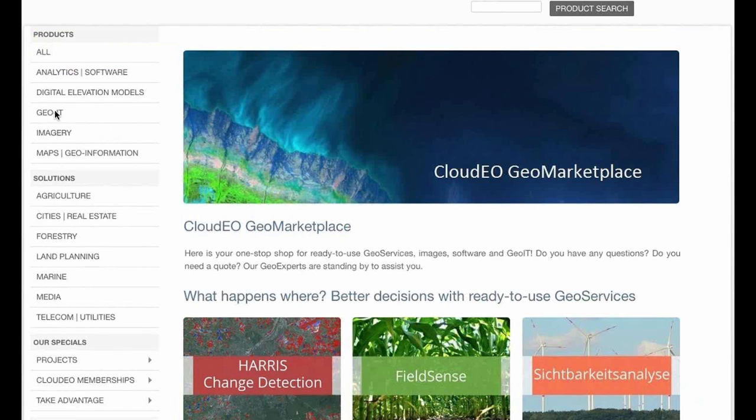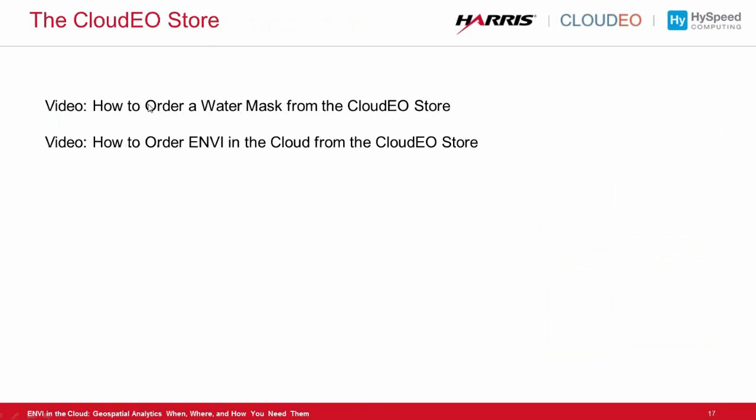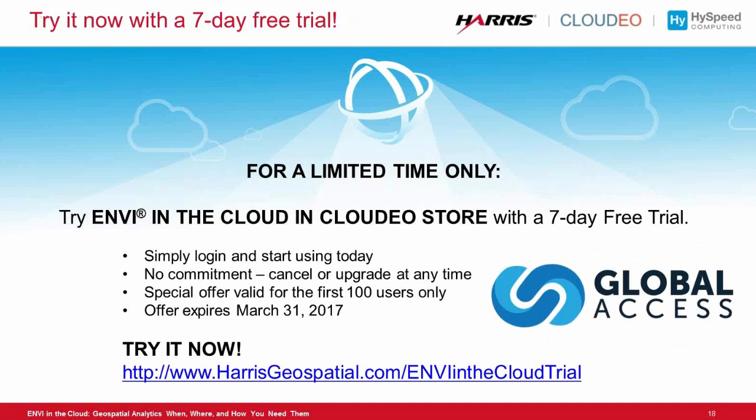Great, so hopefully everybody gets a sense of how easy it really is to order from the CloudEO store. So what we're going to do now is, I'm very pleased to introduce our 7-day free trial. Thank you to our partners at CloudEO and also to their infrastructure provider, Global Access. We are able to provide, for a limited time only, an Envi in the Cloud 7-day trial to the first 100 users. This offer is good until March 31st, and is really an opportunity to get a feel for what it is to use Envi in the Cloud, a full functioning version of Envi in the CloudEO infrastructure, where you can simply receive a logon and start working.